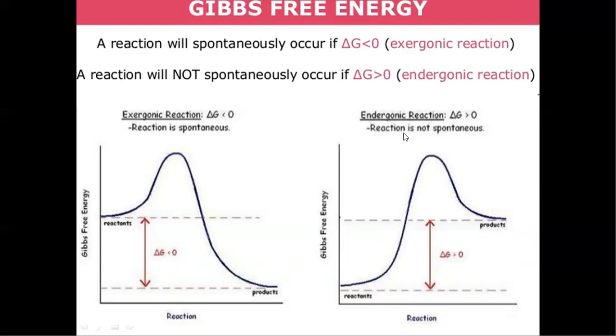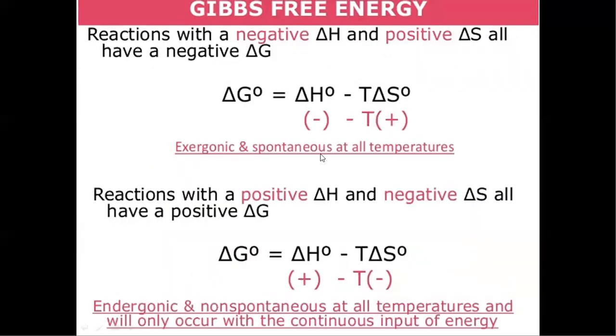So that's why here delta G values will be more than 0. That means we are getting positive values, and here the reaction is non-spontaneous. Why? Because this is an endergonic reaction. And these are the different cases of Gibbs free energy. Delta G value equals delta H minus T delta S.